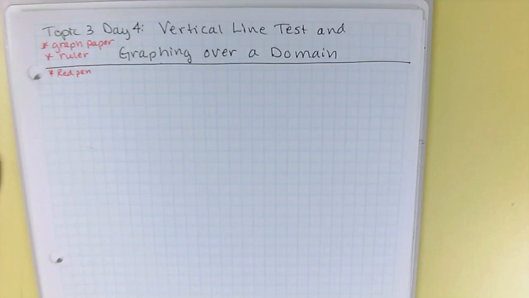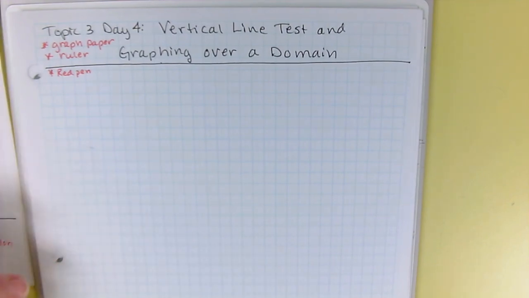All right, so good morning. This is topic three, day four, vertical line test and graphing over a domain. Today's notes are not super algebraic, so that'll be a nice break from what we've been doing.